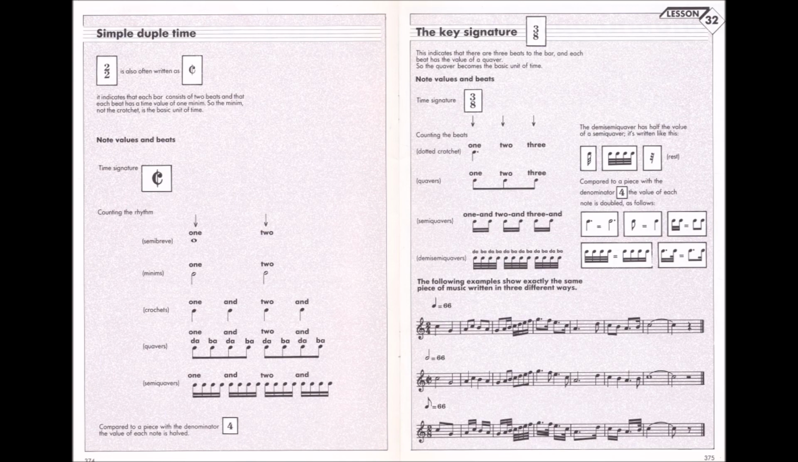Example B is in 2/2 time. Notice the C with the line through it as time signature. Here we have 2 minim beats to the bar, crotchets instead of quavers, and quavers instead of semiquavers. But, with the metronome still set at 66, and playing 1 minim to each metronome beat, we get exactly the same final result as in example A.